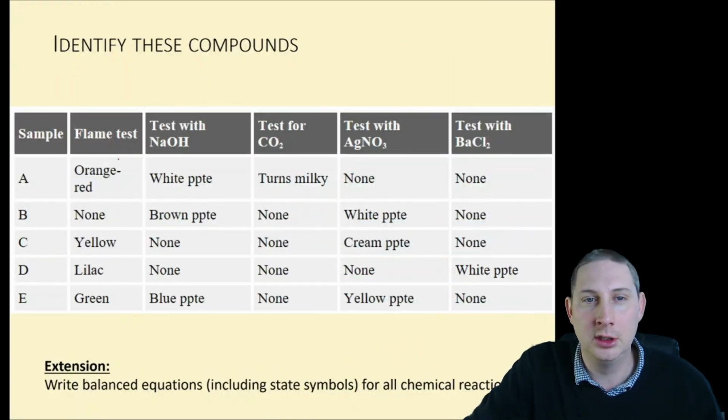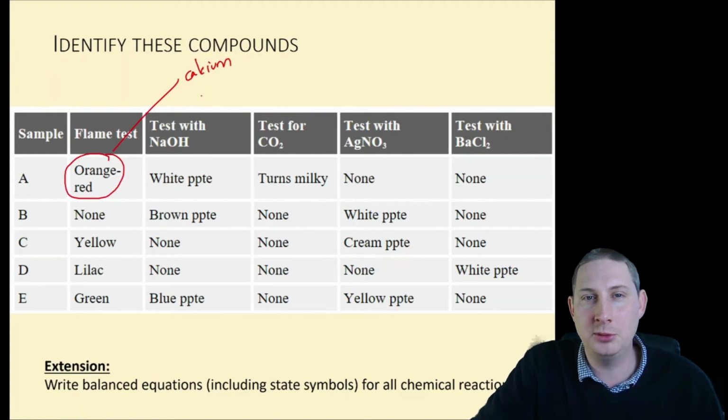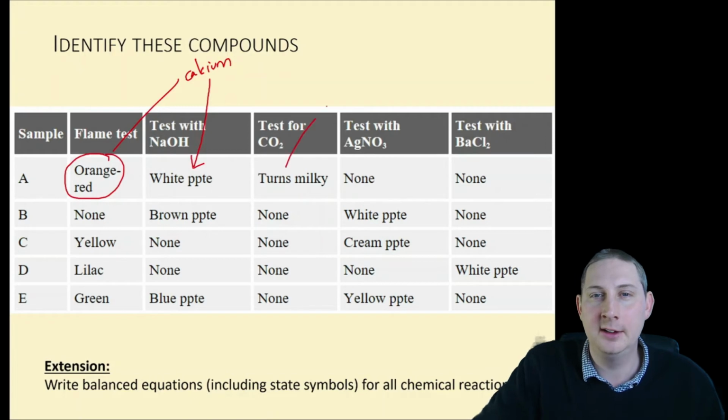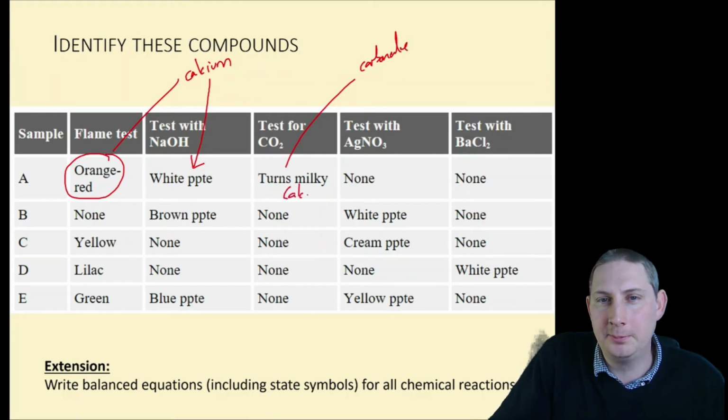Okay, an orange-red flame test, that says calcium. Calcium should give a white precipitate in sodium hydroxide, which indeed it does. The lime water test, it went milky. This tells us that it is a carbonate. So sample A is clearly calcium carbonate, chalk.